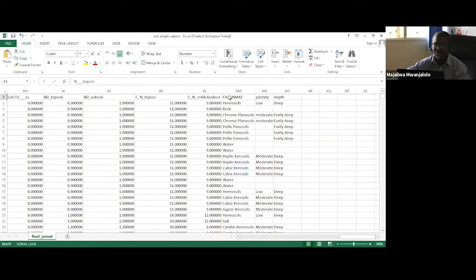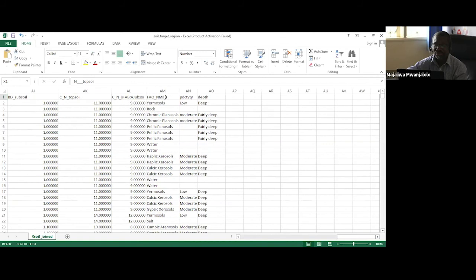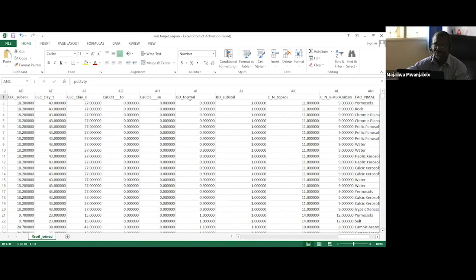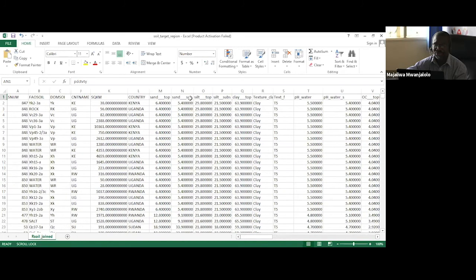Okay, so then we also added the name of the unit based on the FAO classification. And then we also added the productivity of that unit based on the FAO classification. And then you have the depth of the soil. Now, so this is the data set you are supposed to use.